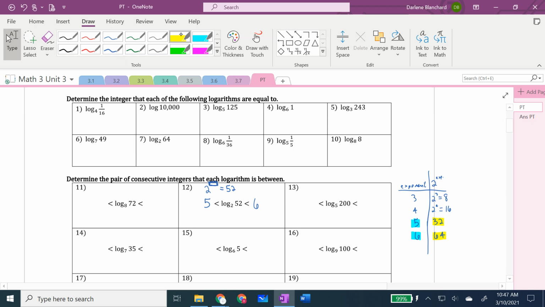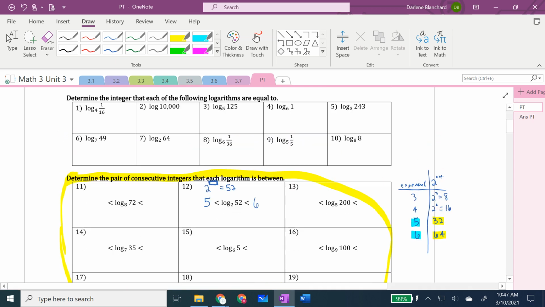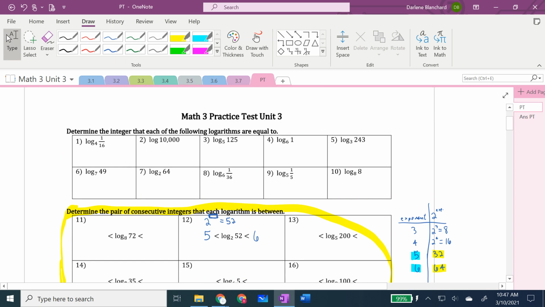I'm not going to have you do this on the test. I have this on the practice test because I think it is very important to help you develop that understanding of what a logarithm is. But it will not be on the test.